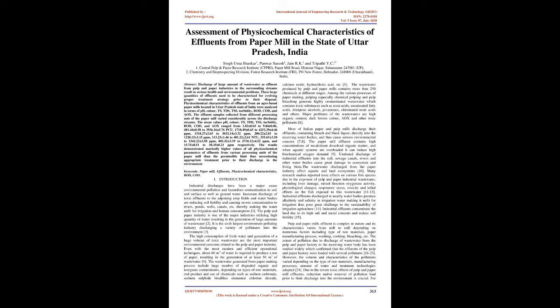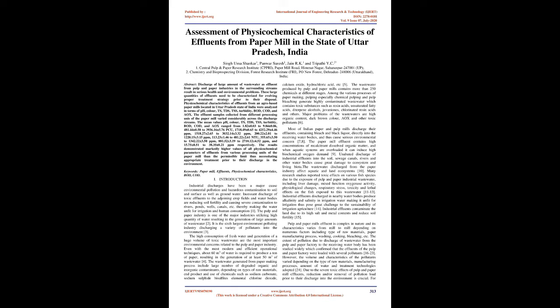4. The wastewater generated from paper making process include large number of degraded organic and inorganic contaminants, depending on types of raw materials and product and use of chemicals such as sodium carbonate, sodium sulfate, bisulfites, elemental chlorine dioxide, calcium oxide, hydrochloric acid, etc. 5. The wastewater produced by pulp and paper mills contains more than 250 chemicals at different stages.